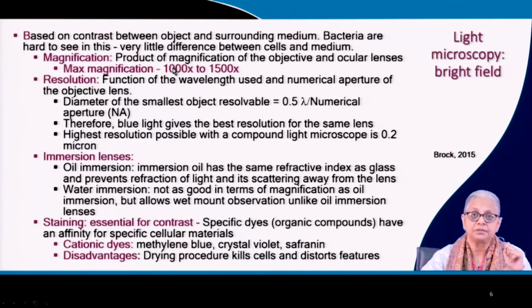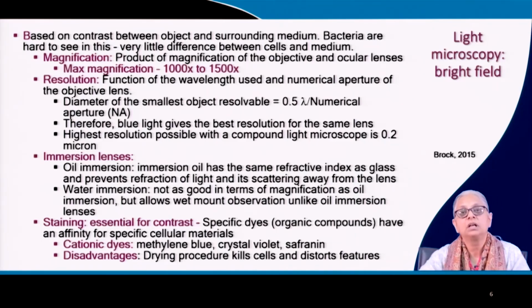You can increase the magnification by using a particular wavelength. Now, as I said, resolution is the parameter that we use for defining the smallest object that can be resolved by any light microscope. The way to determine this particular diameter is to use this formula: 0.5 times lambda, where lambda stands for the wavelength of light that you're using, divided by the numerical aperture of the lens. Numerical aperture is a characteristic of the objective lens. Lambda is the wavelength of light that you're using.